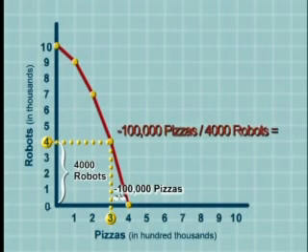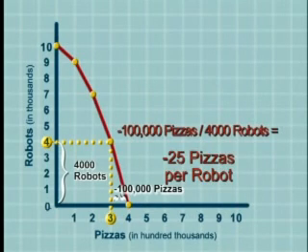Or to put it another way, minus 100,000 pizzas divided by 4,000 robots. So the first 4,000 robots cost an average of 25 pizzas per mechanical man. 4,000 goes into 100,000 25 times. Since it's minus 100,000, that means minus 25. The minus sign simply says this is a cost, a subtraction from what we had.